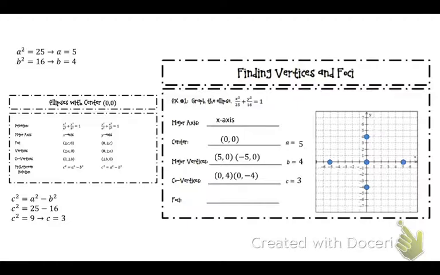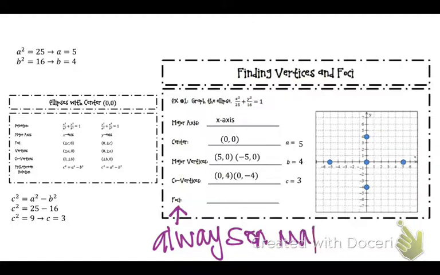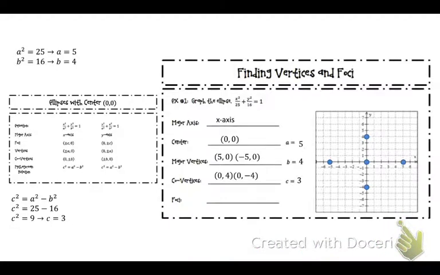Now the foci are always on the major axis, every single time. So if my C value is 3, I'm going to go out 3 from my center in each direction. So my foci are 3, 0 and negative 3, 0. Then we can just draw that ellipse.